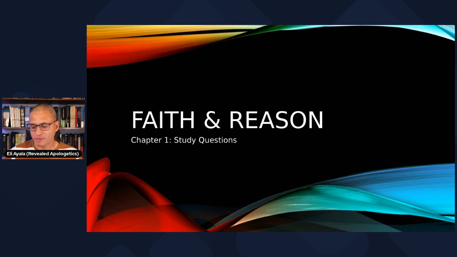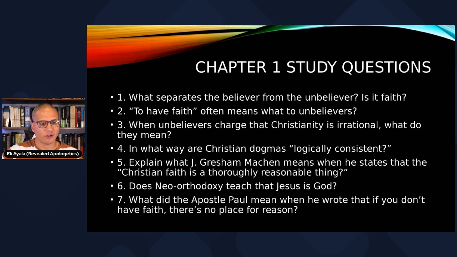So here are the study questions that we're going to be plowing through. There are 7 in total at the end of chapter 1. Number 1, what separates the believer from the unbeliever? Is it faith? Okay. Number 2, to have faith often means what to unbelievers? Now, how does the unbeliever understand this thing that we call faith? Number 3, when unbelievers charge that Christianity is irrational, what do they mean? Number 4, in what way are Christian dogmas logically consistent? Number 5, explain what J. Gresham Machen means when he states that the Christian faith is a thoroughly reasonable thing.